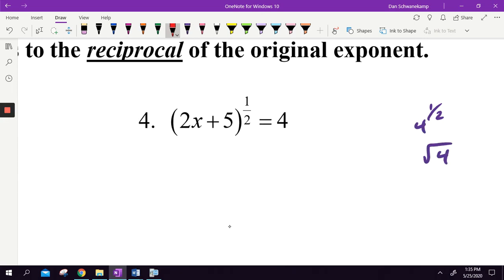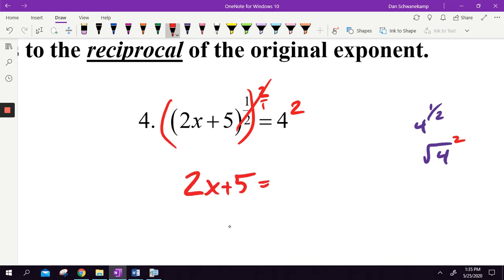All right, so if I want to get rid of the 1/2 power, I'm going to do the opposite, which is 2. Okay, 2 over 1, if you want to write it 2 over 1. Well, that's how I would get rid of a square root as well. I would square it. Okay, so I'm going to do that to both sides. Over here, it's going to cancel.